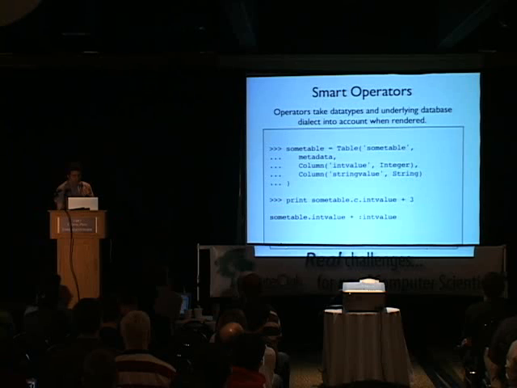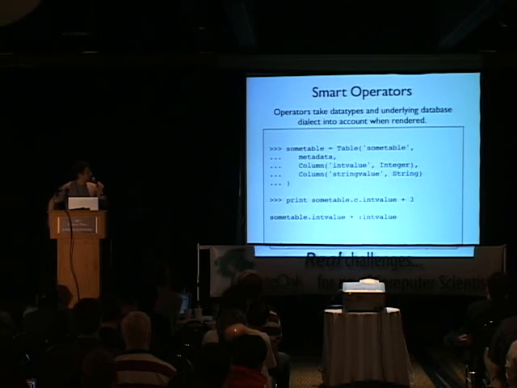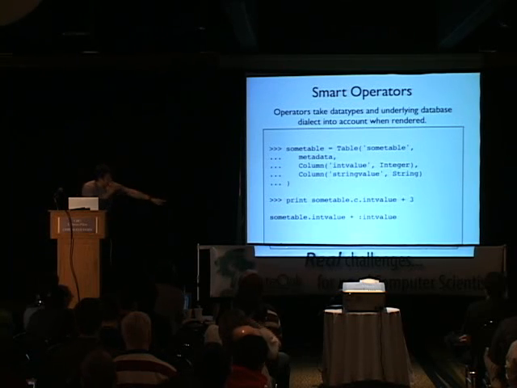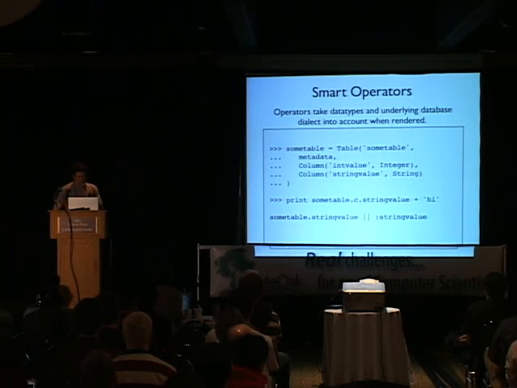We've changed the way that operators work to be more intelligent. This table is a SQLAlchemy table with two columns. One of them is integer. The other one is a string. If we do an expression with the integer column using the addition operator, you'll get rendered the column plus a bind parameter, which represents the number 3. On the other hand, if you use the string, the same operator will produce the string concatenation operator.